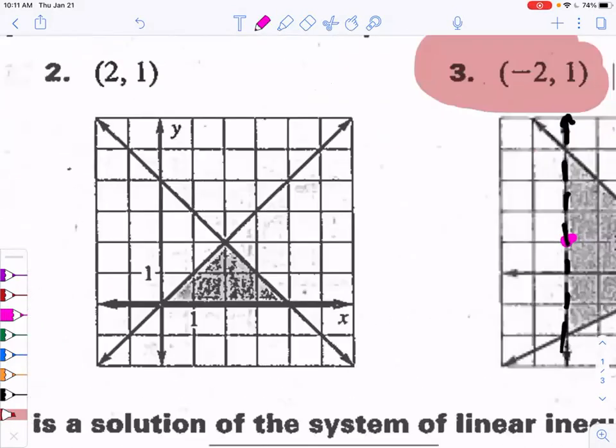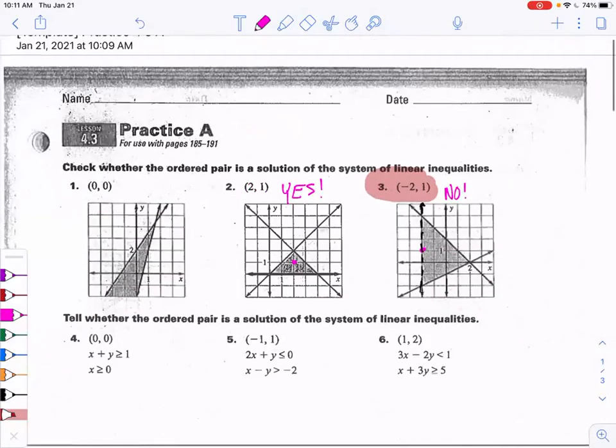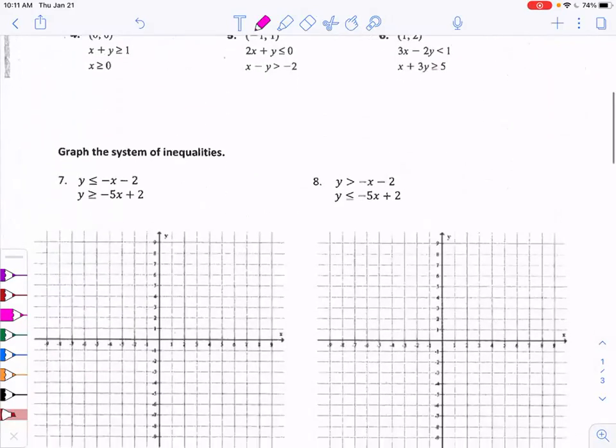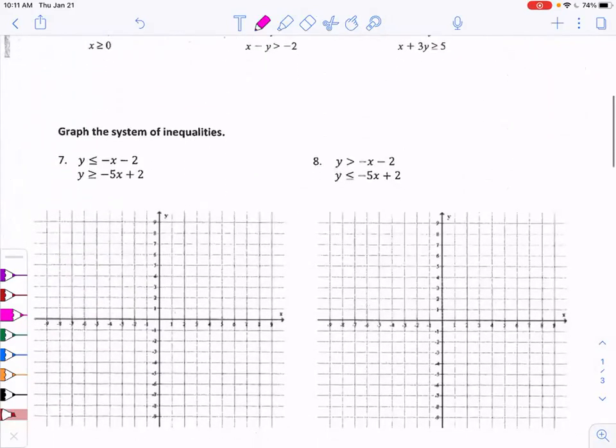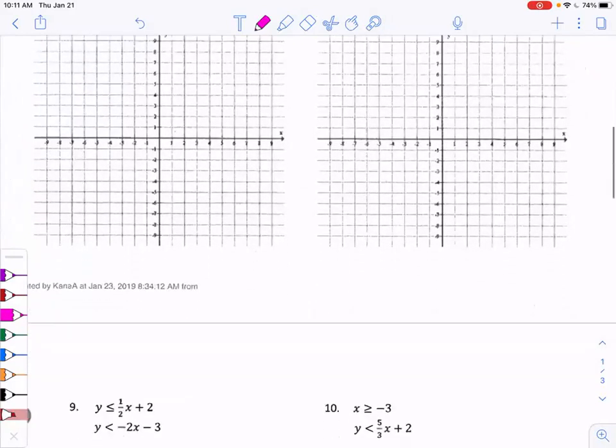If we look at 2, 1, is that in that shaded region? Yeah. Okay, any questions on 1 through 3? Number 4 through 6, all you're gonna do is just plug in, both of them have to match up. All right, these are ones I wanna do with you. Let's look at number 10, which is a little bit different than what we looked at so far.